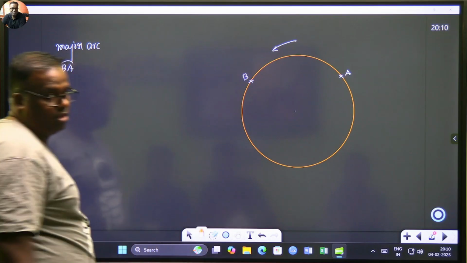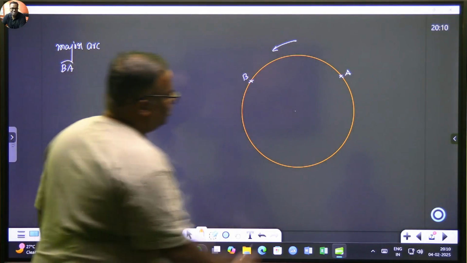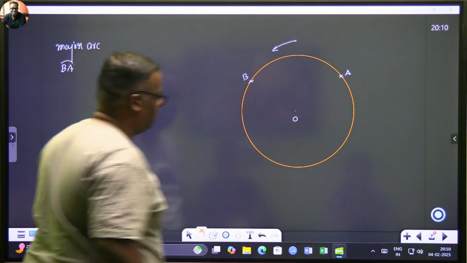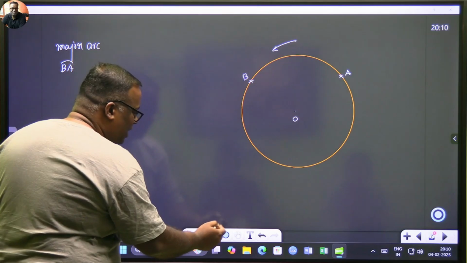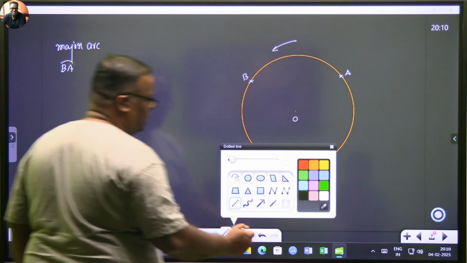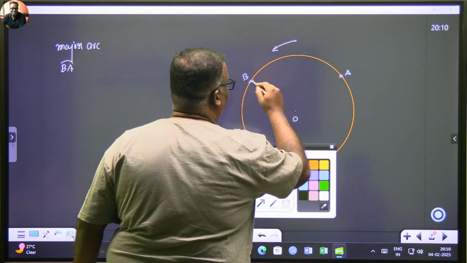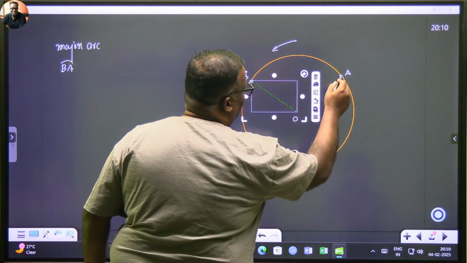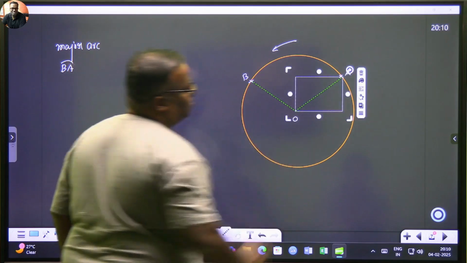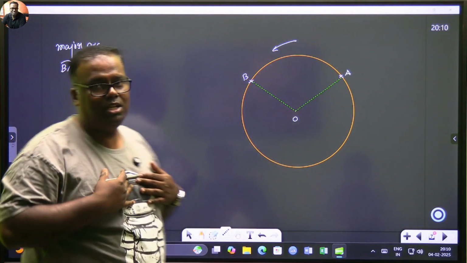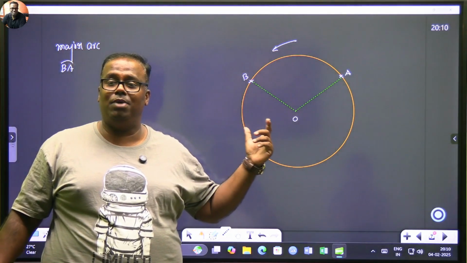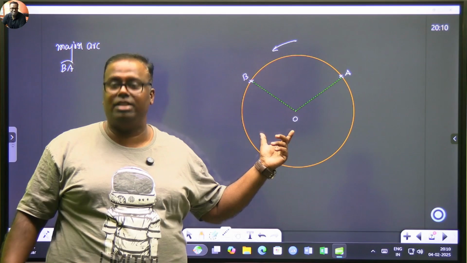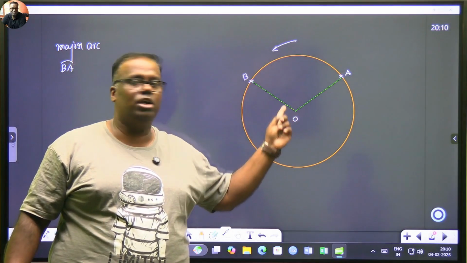Okay. Now let's see. This is my center O. And you cannot get it wrong. I'll show you why you can't get it wrong. Arc will always form. Now the first doubt I can have is, sir, the angle subtended by major arc BA at the center, will it be this one or this one?